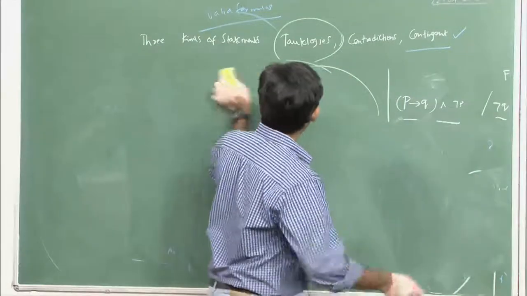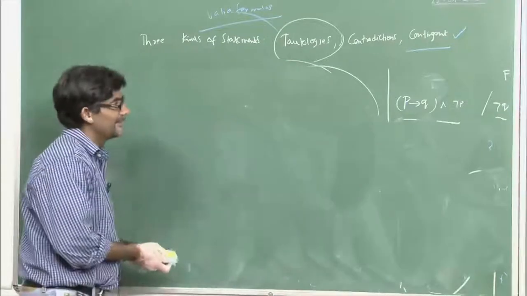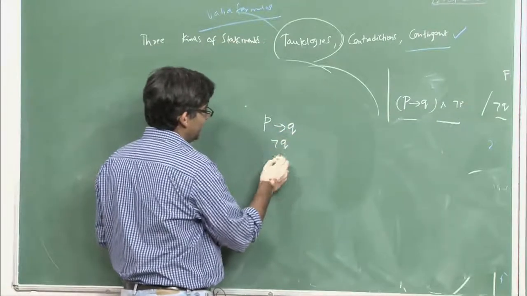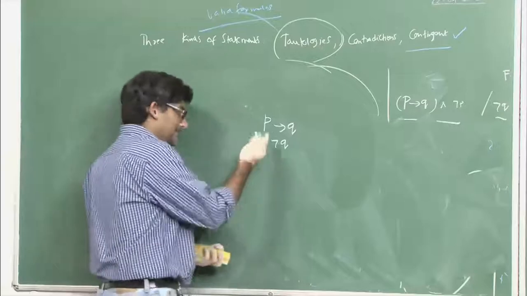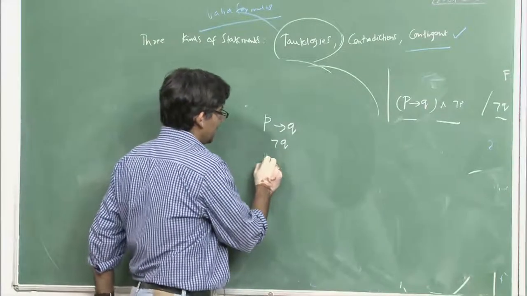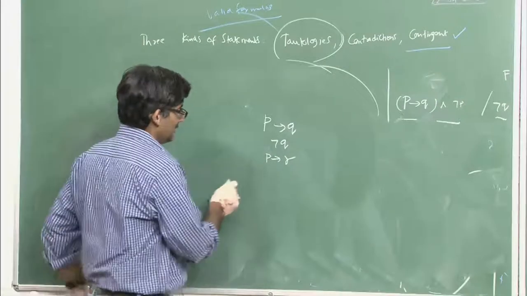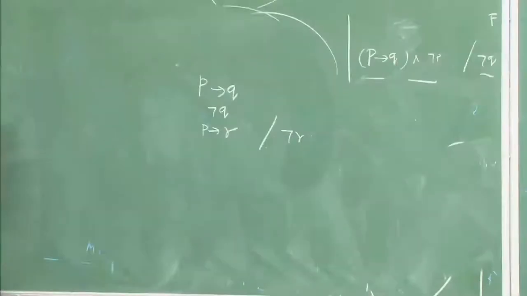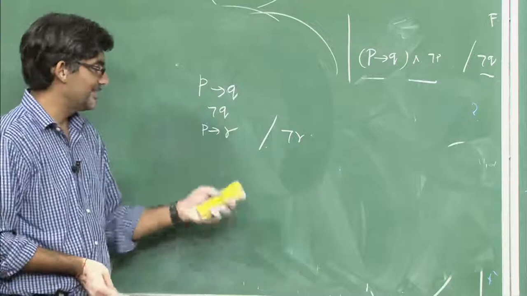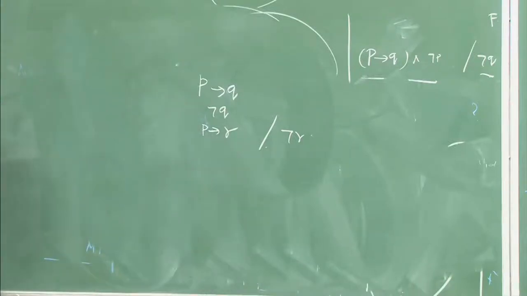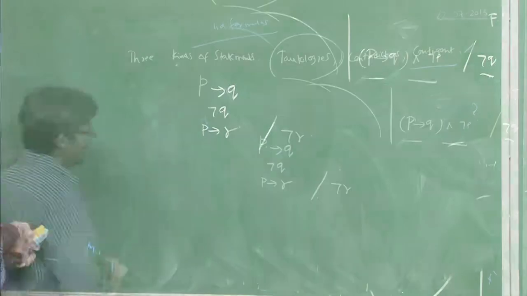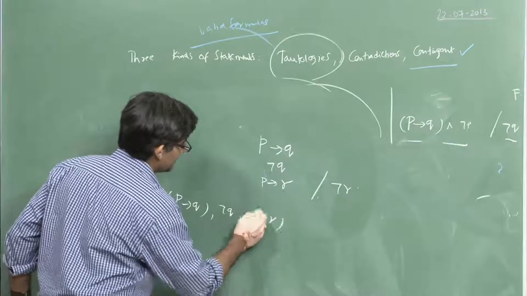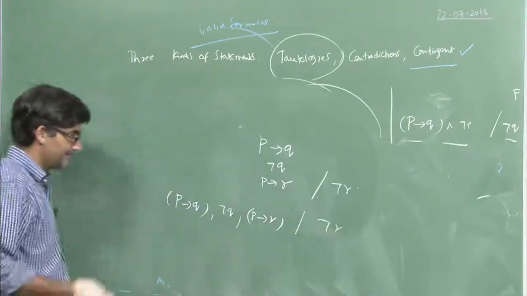Let us consider some more examples and we will see whether with the help of truth table that particular kind of argument is valid or invalid. P implies Q, not Q, let us say P implies R. Then from that you have derived not R. So now since we have three variables the truth table will be relatively a little big. So now you have P implies Q, not Q, and P implies R, and then you have not R here.